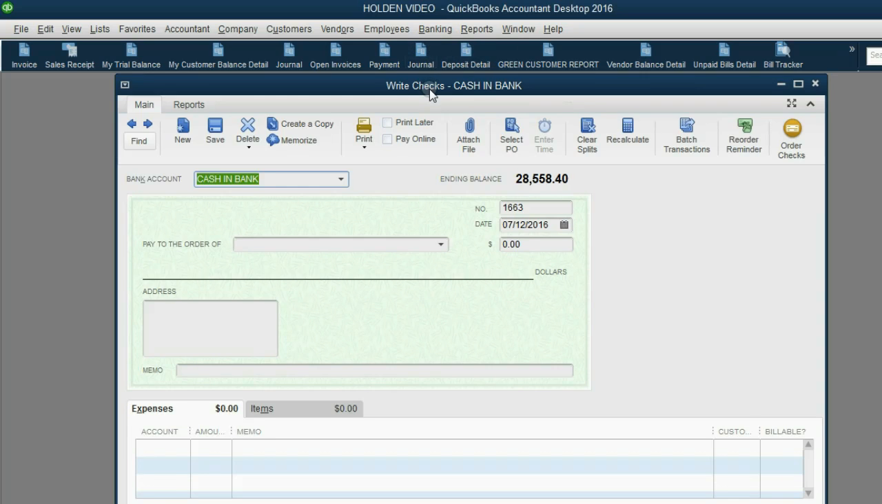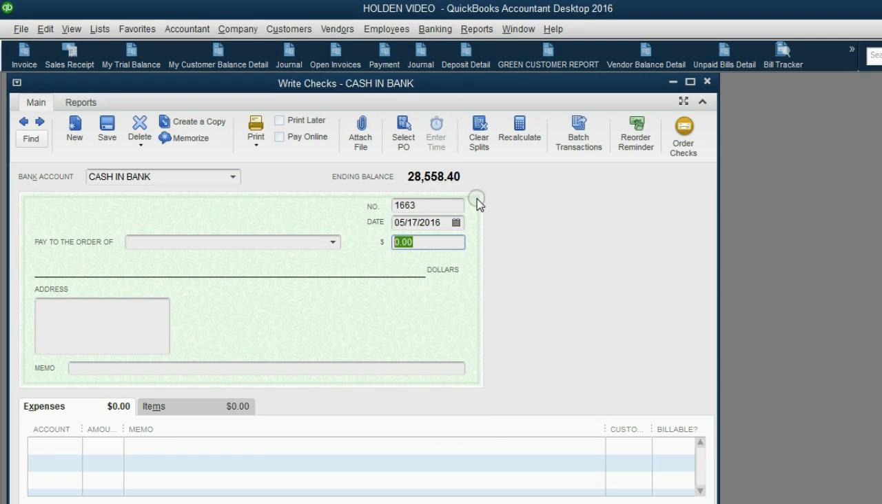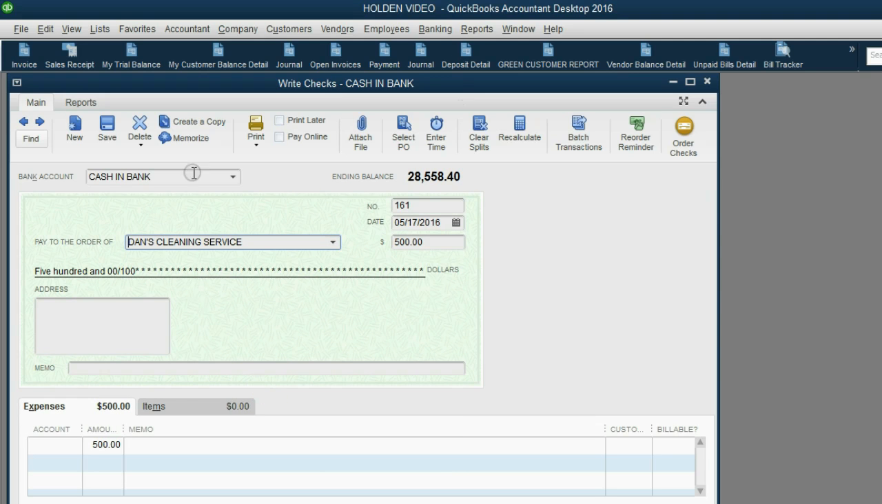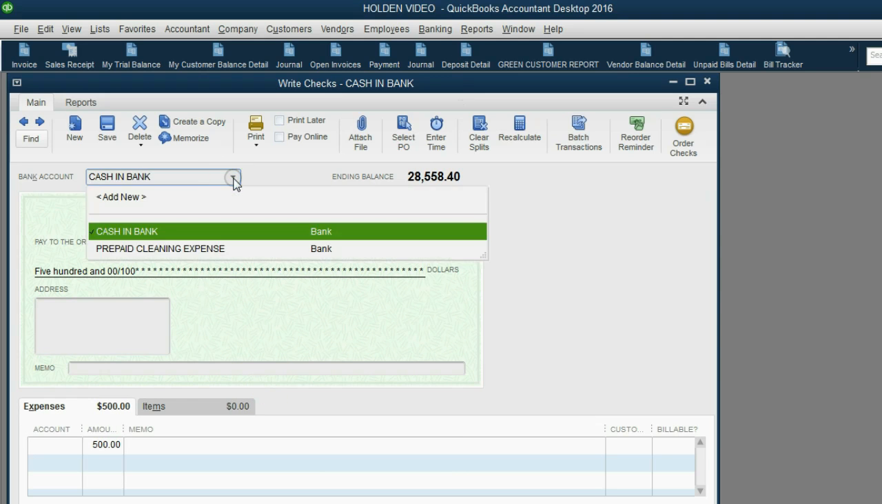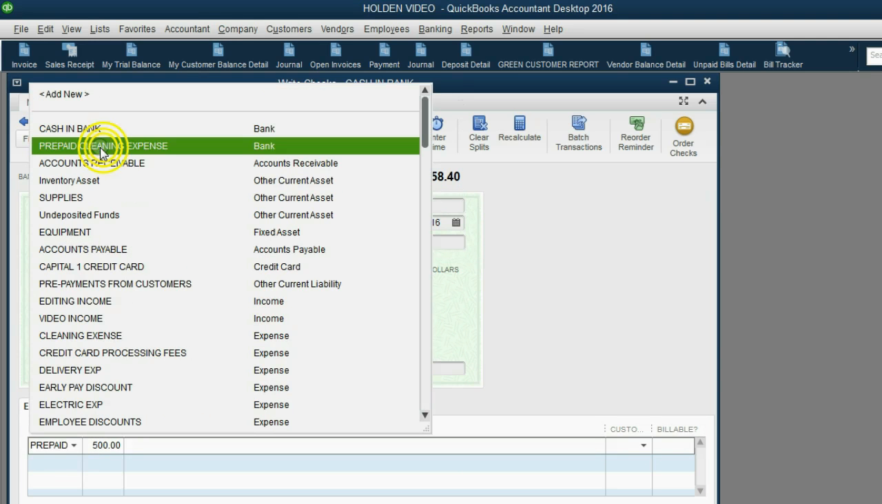From the main menu, click Banking, write a check. Now, the date that you actually paid Dan was May 17th. The money amount was $500, and the check number was 161. Now, the person or the vendor whom you paid was Dan's Cleaning, and the money is going from your cash and bank account to this account, prepaid cleaning expense.